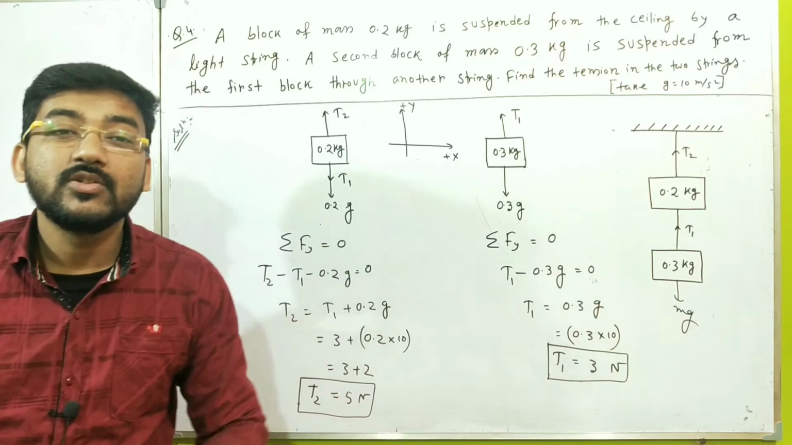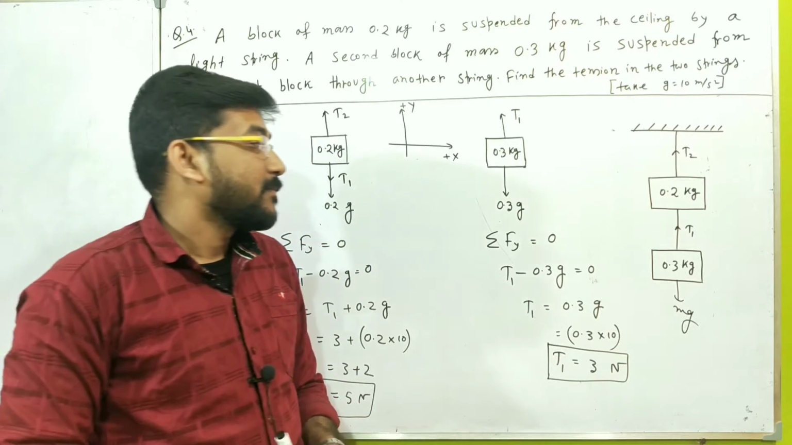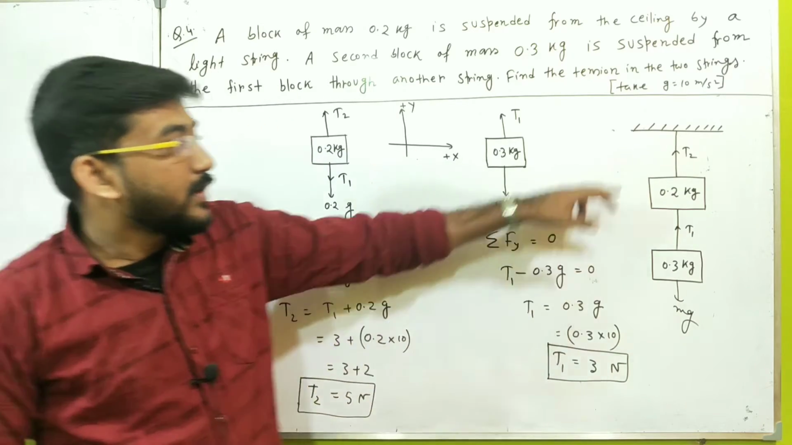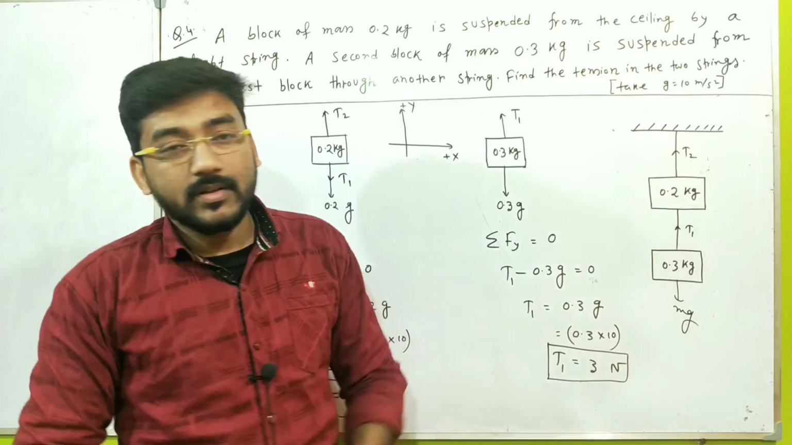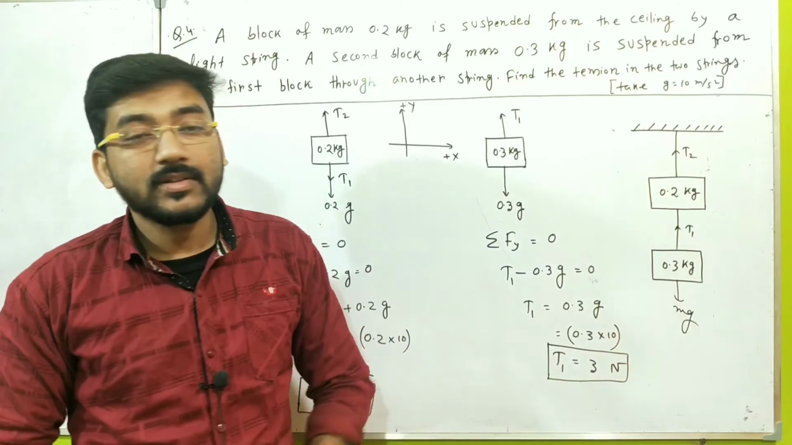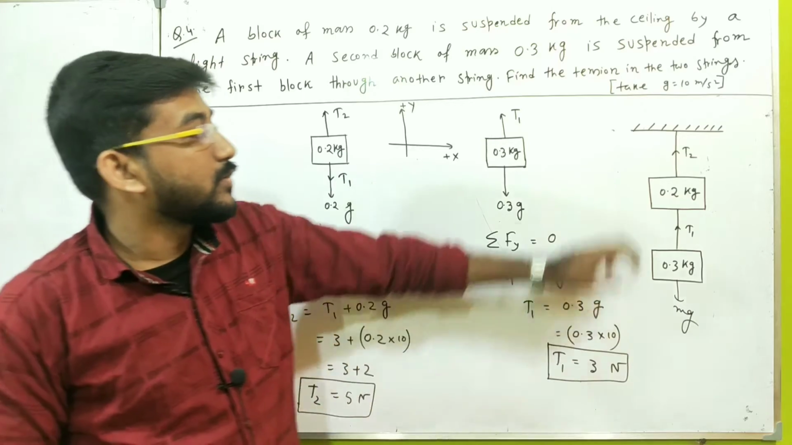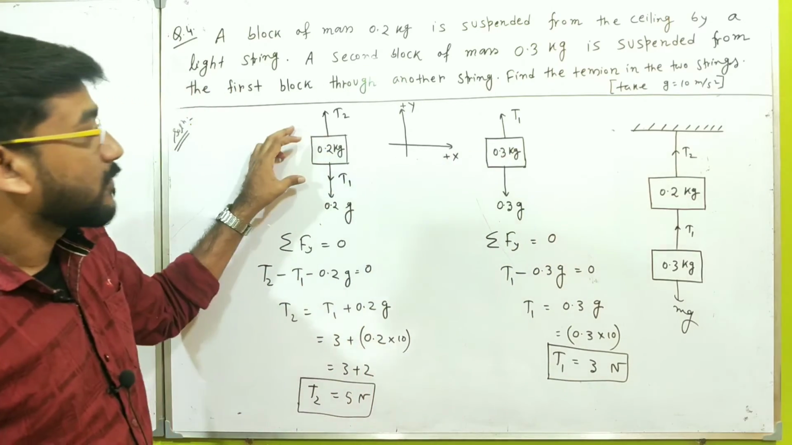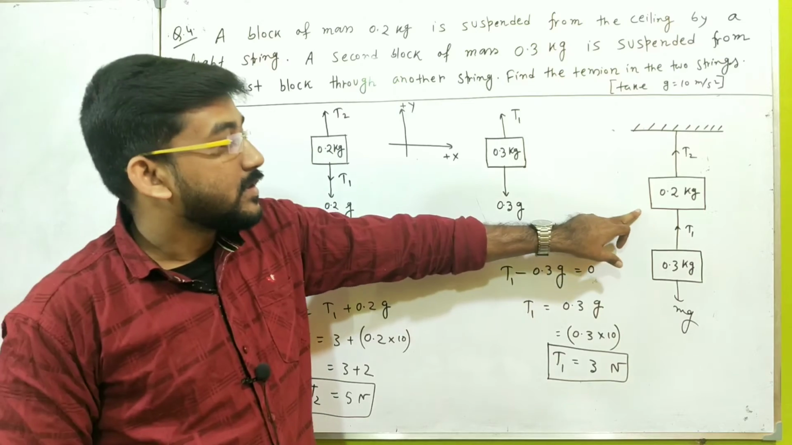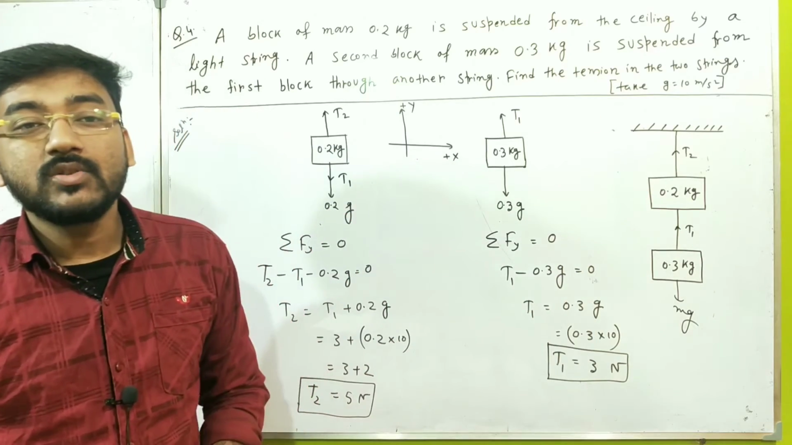That is the string between 0.2 kg and the 0.3 kg. Now to find out the tension in this string, that is the string between the ceiling and the first object 0.2 kg, we have to draw the free body diagram of this 0.2 kg block. And again here you can see three forces are now acting on 0.2 kg.